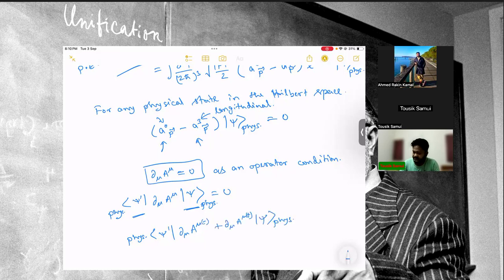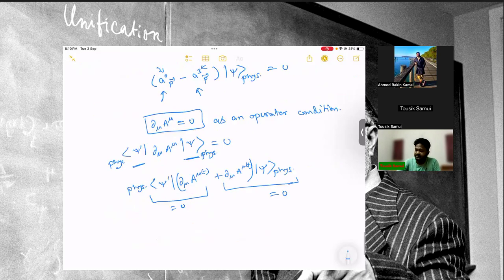Okay. So now, by the Gupta-Bleuler condition, this is 0. On the other hand, if you take the conjugate of it, then this side is also 0. So by this we can see that for any physical state, even though it is not put as an operator condition, when we insert it this becomes 0. This is, let's say, a kind of weak Lorentz gauge that we have chosen. Okay, so that's how we quantize this theory.